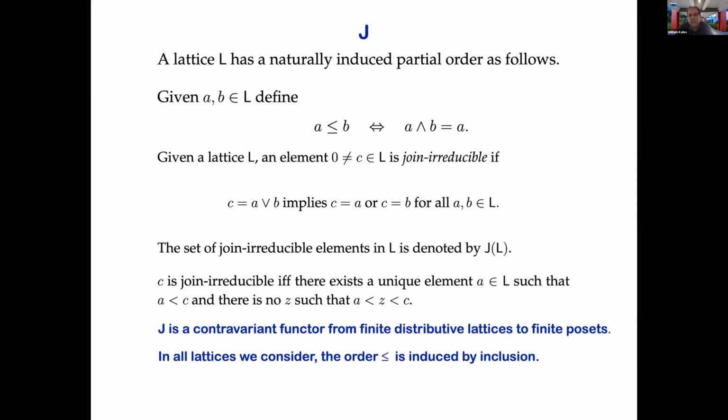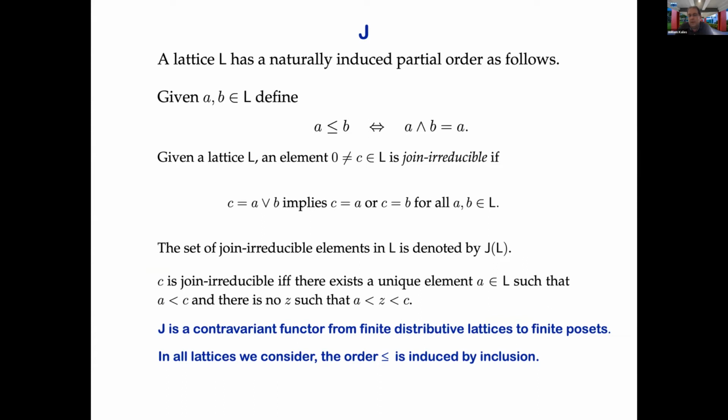Well, there's a notion in a lattice of a join irreducible element. I put the formal definition here and you can read it, but basically the key thing to understand about a join irreducible element is that it is an element in the lattice that has a unique predecessor.